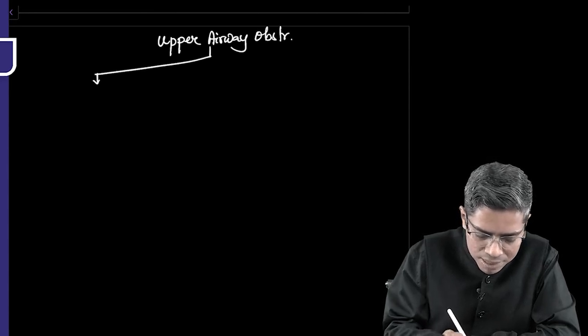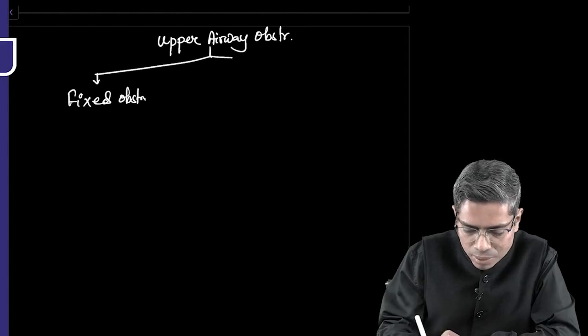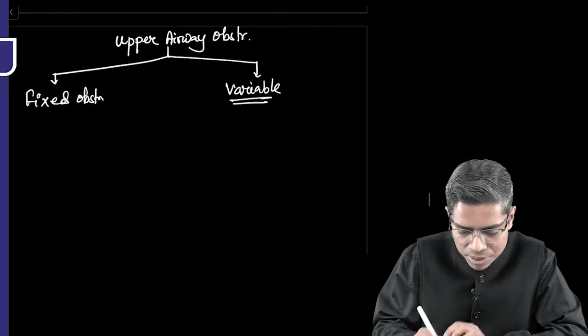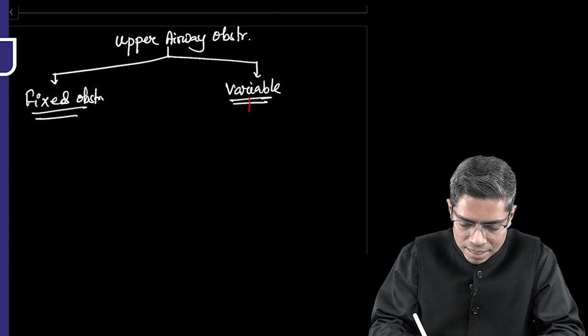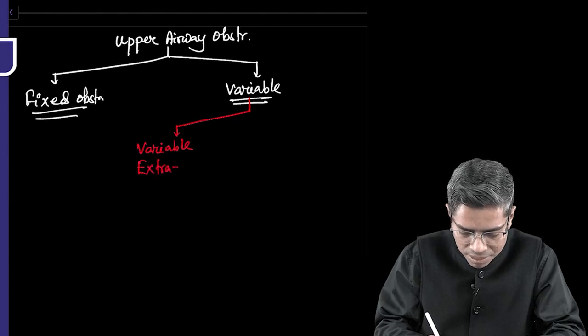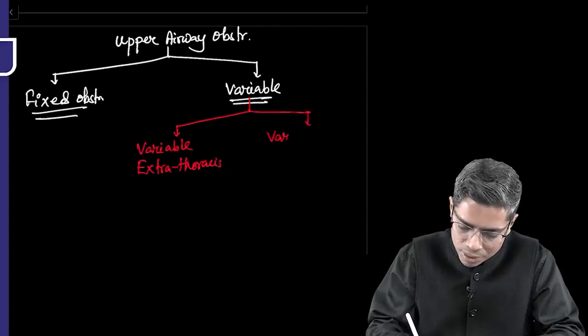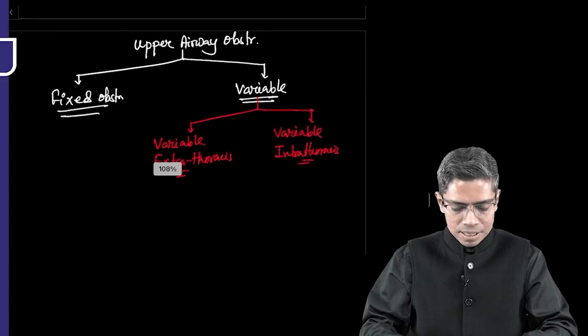There are two types. One is fixed obstruction, and the second one is variable obstruction. So upper airways obstruction can be fixed, or it can be variable. Variable obstruction, again, can be of two types: variable extrathoracic obstruction and variable intrathoracic obstruction, right? So I am explaining what is the meaning of this.